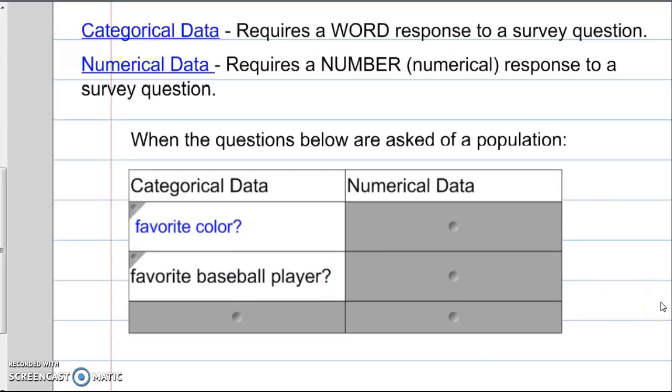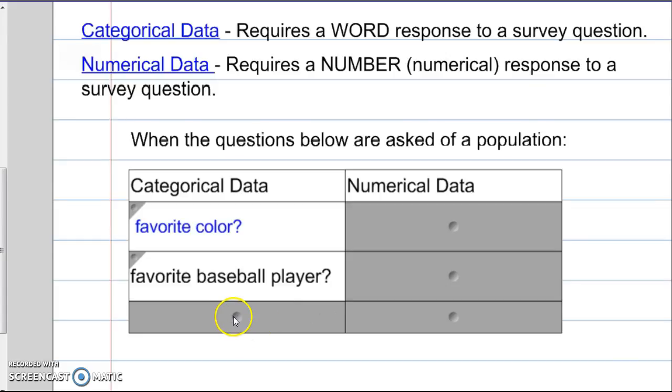The next question that you need to write in your table is favorite baseball player. So pause your video and make sure that your table is up to date. The reason we put favorite baseball player on the categorical side is because if you ask that survey question to a population of people, you would get names of people. Well, names would be considered a category.